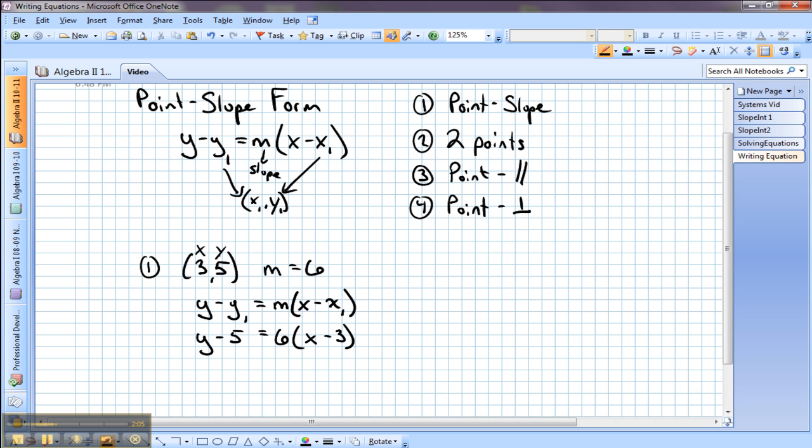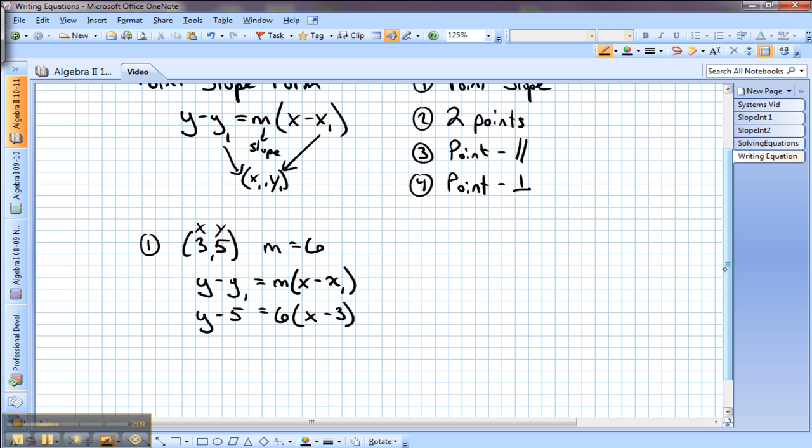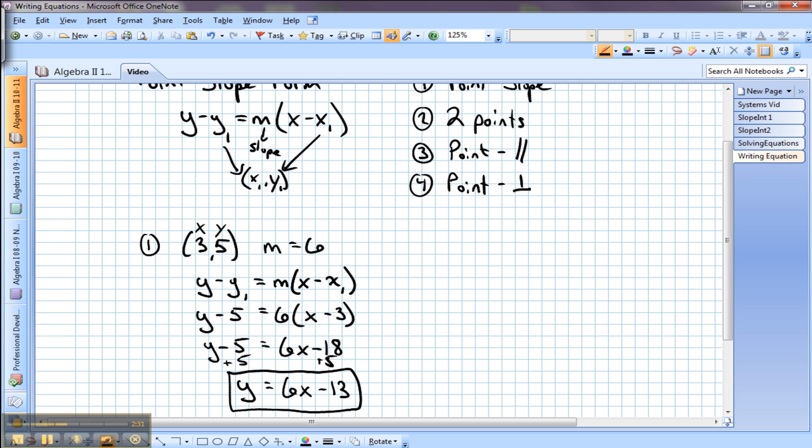After you substitute in the point-slope form, we simplify it to slope-intercept form. We do that by distributing: y minus 5 equals 6x minus 18. And then to get y by itself, we will add 5 to both sides, and we are left with y equals 6x minus 13. So y equals 6x minus 13 is the equation for our line that has a slope of 6 and also passes through the point 3, 5.